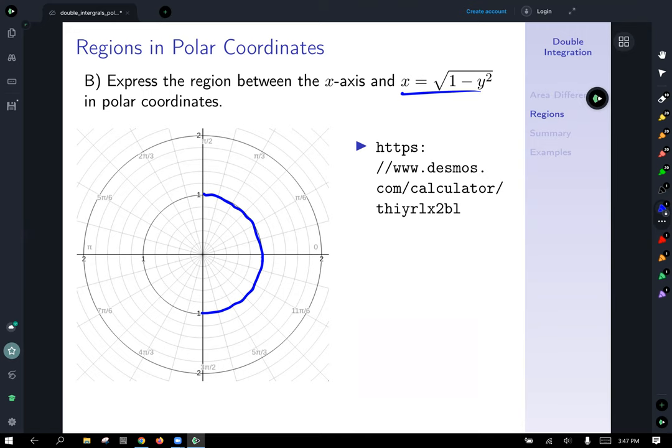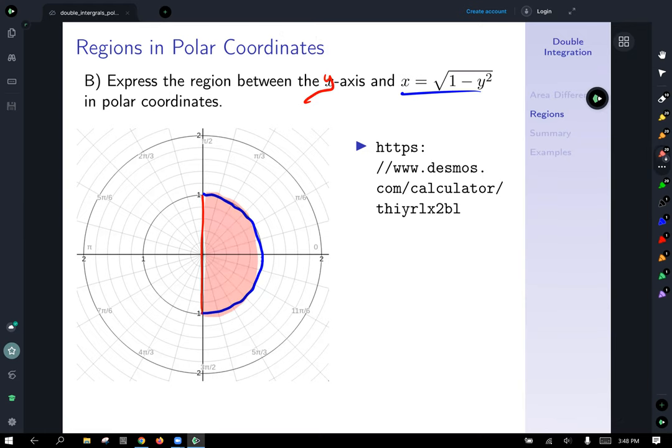That, my friends, is another typo. I meant the y-axis, so let's get that fixed. That will make more sense. All right, so we're going to enclose this thing from the y-axis. So we're after this region right in here.